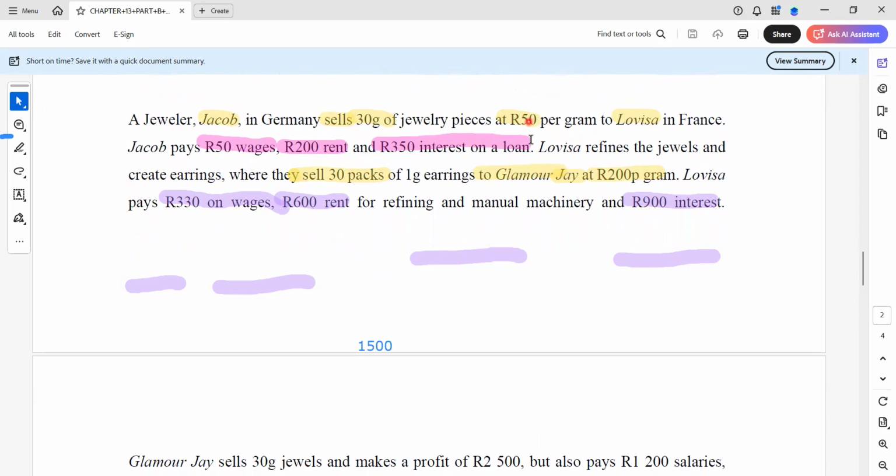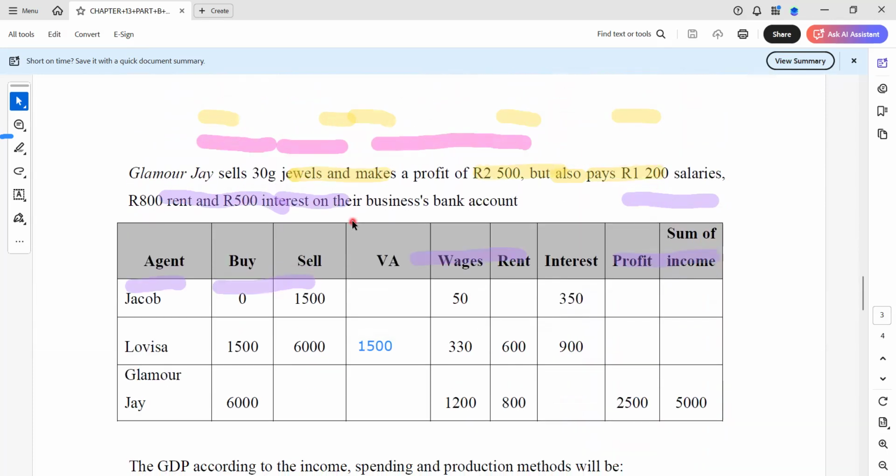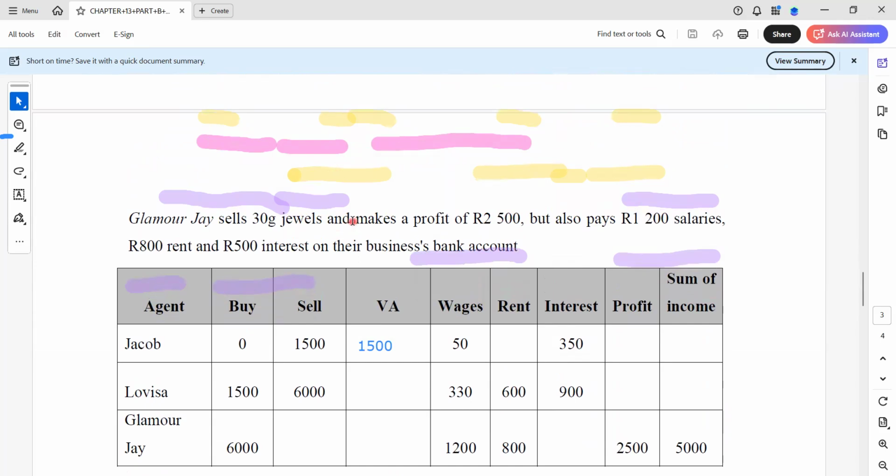Jacob sells these pieces at 50 rand to Lovisa. And then Lovisa refines the jewels, creates earrings, and sells 30 packs of 1 gram earrings to Jay at 200 each. So Lovisa is going to make how much for selling these earrings? It's going to be 200 times 30, which gives you 6,000. This is the amount that Lovisa gets when selling these earrings.